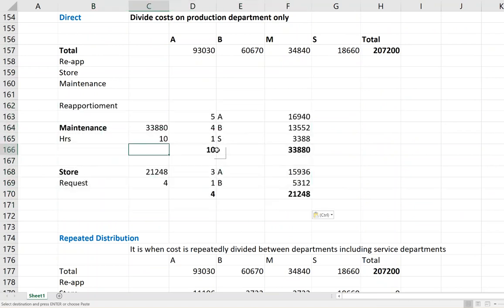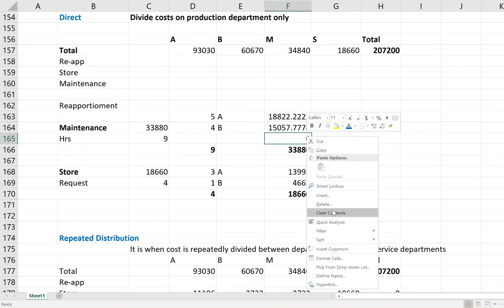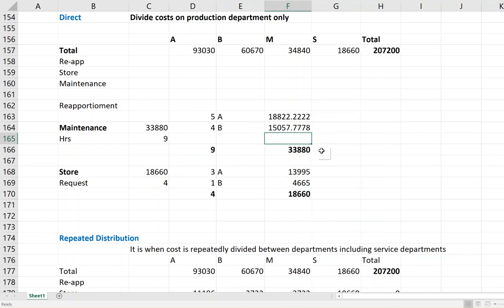And what I'm going to do is remove the third. The first one didn't have third anyway, the second one. And I'm going to use here 9. And the cost is 18,660 because the maintenance cost doesn't come to it. And it is 34,840.